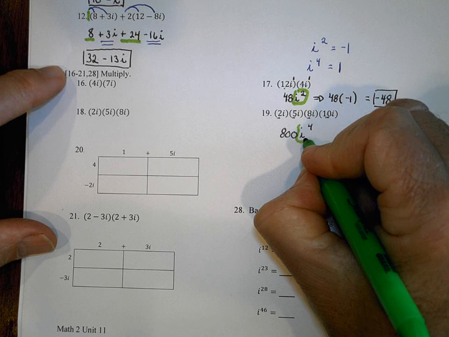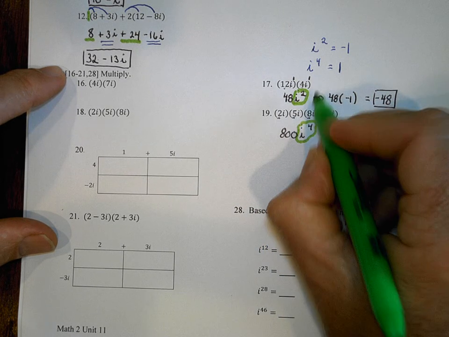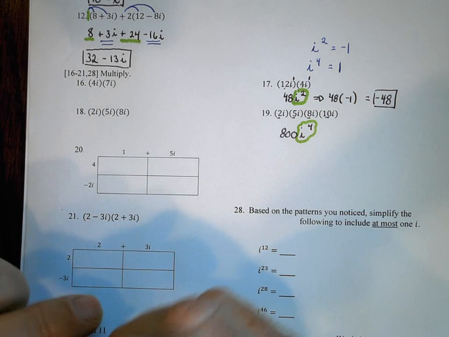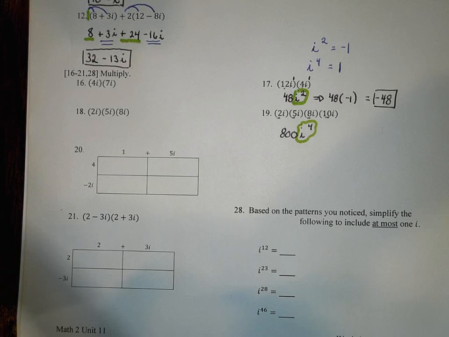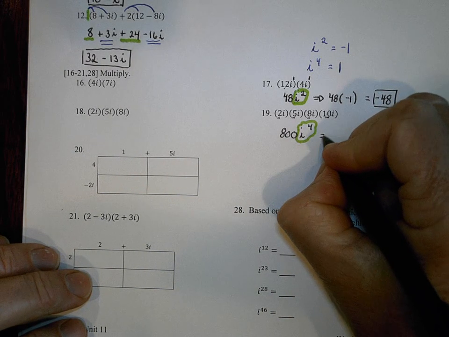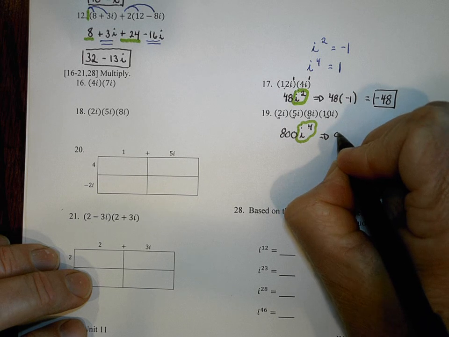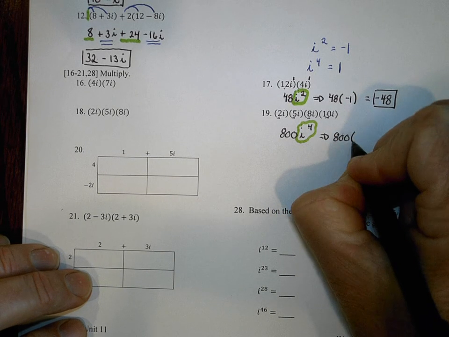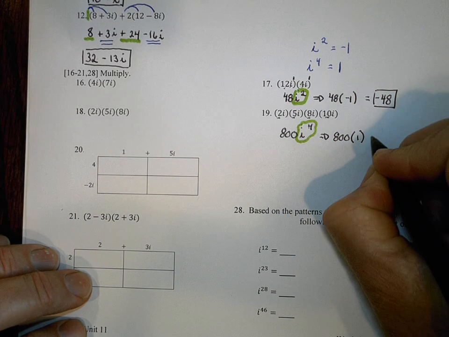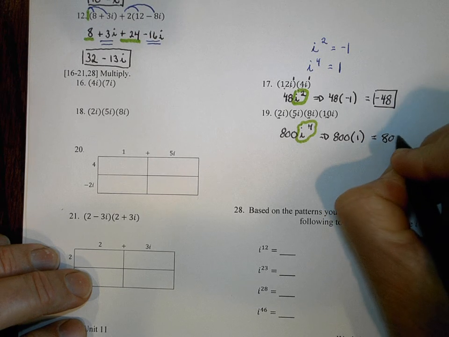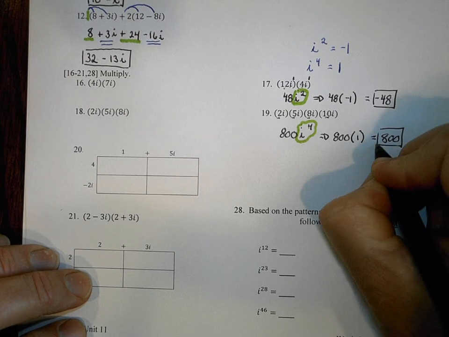Now we have an i to the 4th power. So remember, the mathematical rule is that i to the 4th power has to be replaced by positive 1. So this problem, which means 800 times i to the 4th power, really means 800 times positive 1, which is equal to 800. So there's number 19.